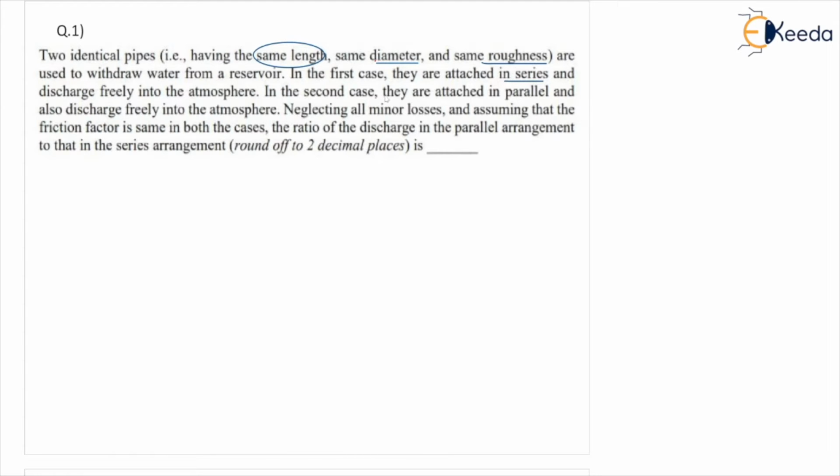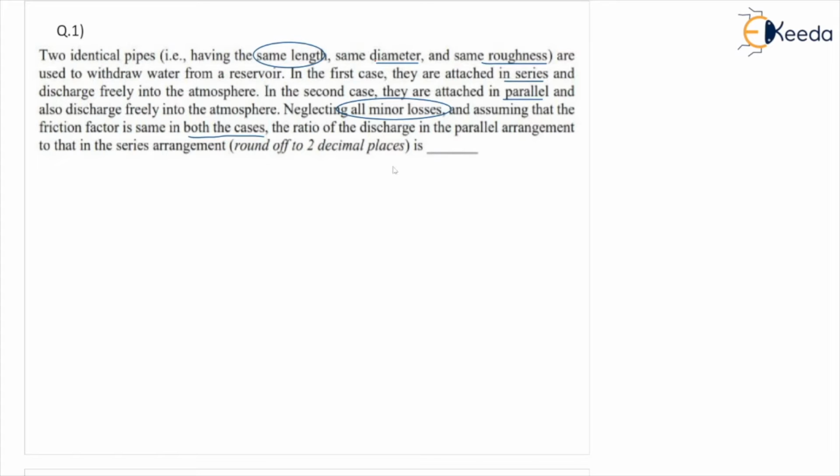In the second case they are attached in parallel and also discharge freely into the atmosphere, neglecting all minor losses and assuming that the friction factor is the same in both cases. That means we have to consider only the major loss. The ratio of the discharge in parallel arrangement to that in the series arrangement, rounded up to 2 decimal places. So this is a subjective question. You have to find the ratio of discharge in parallel to the series arrangement.